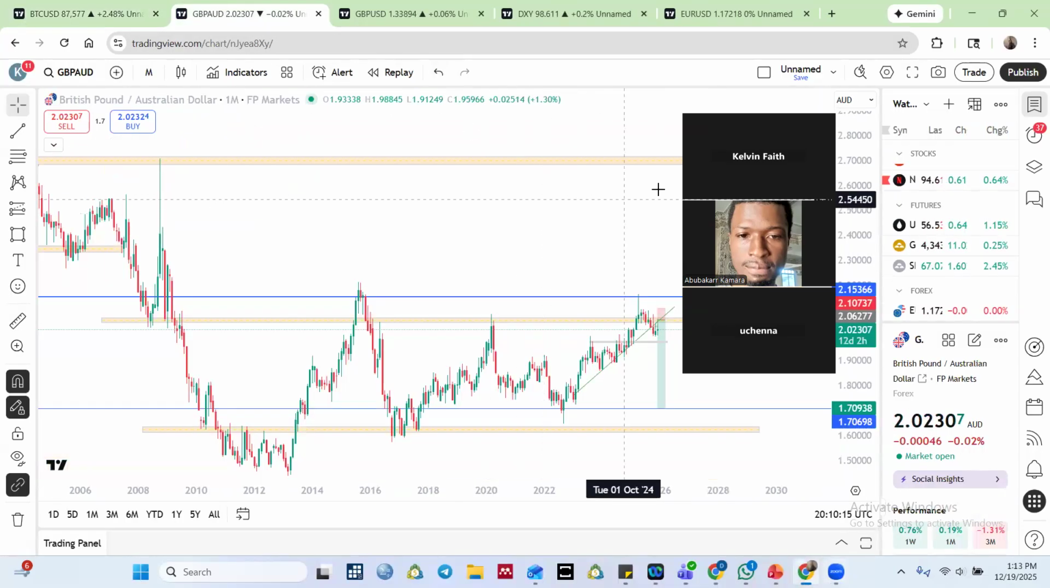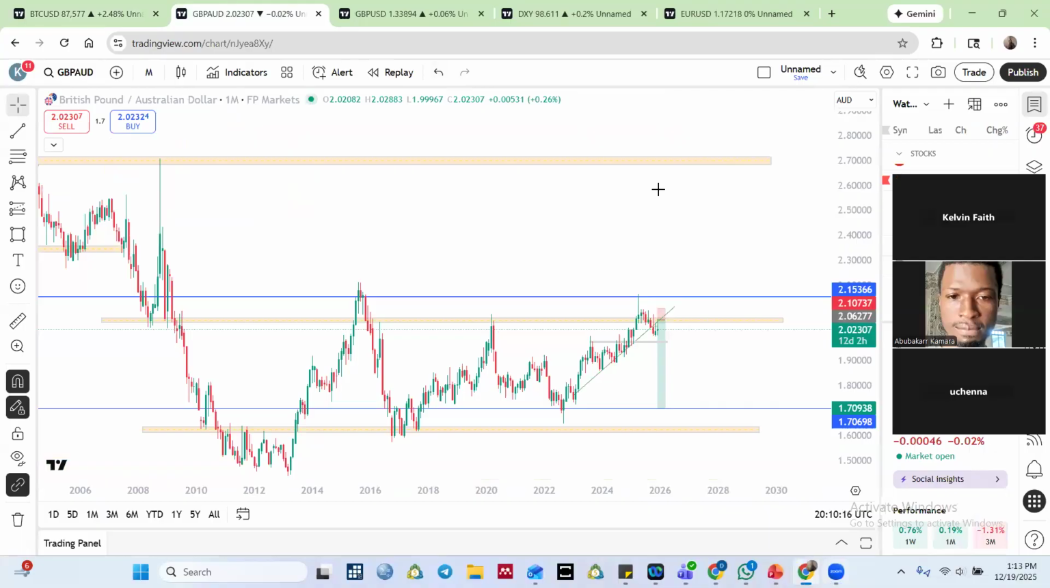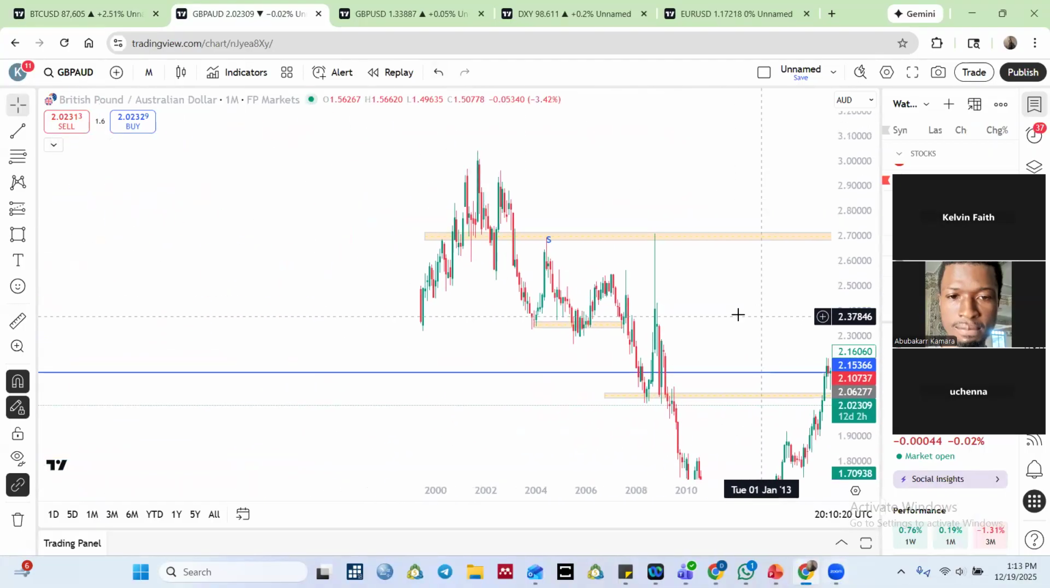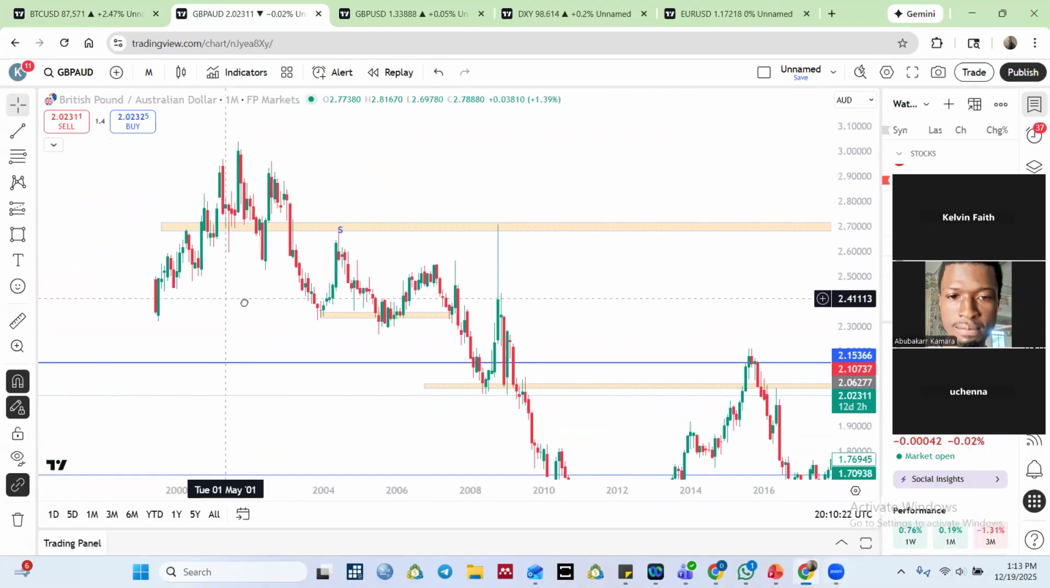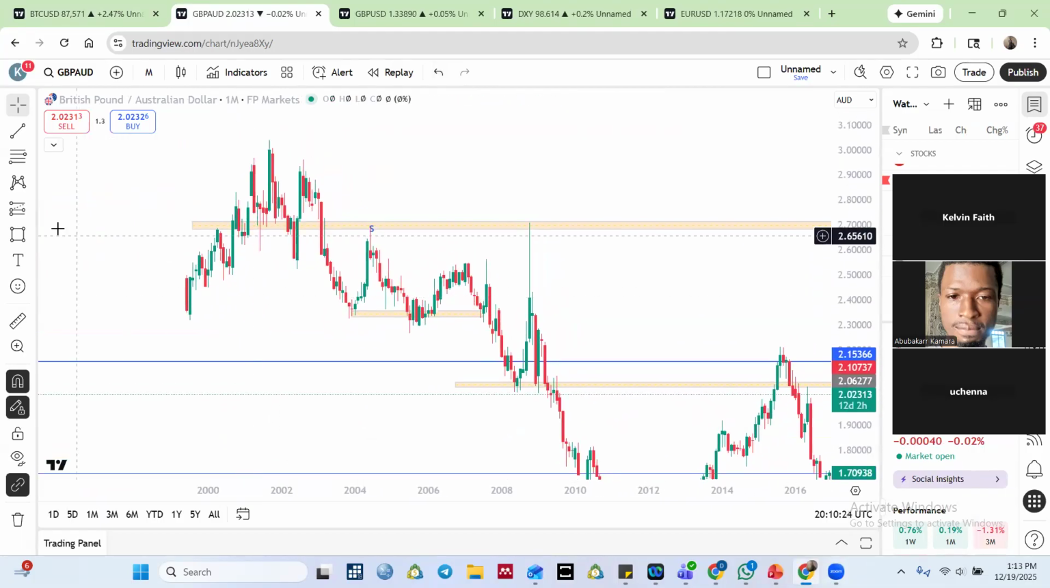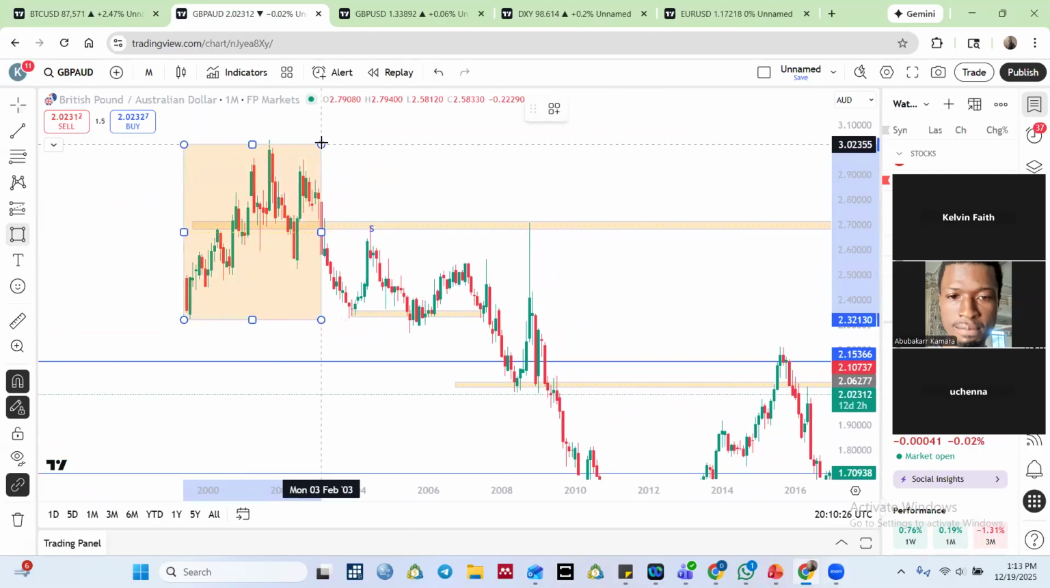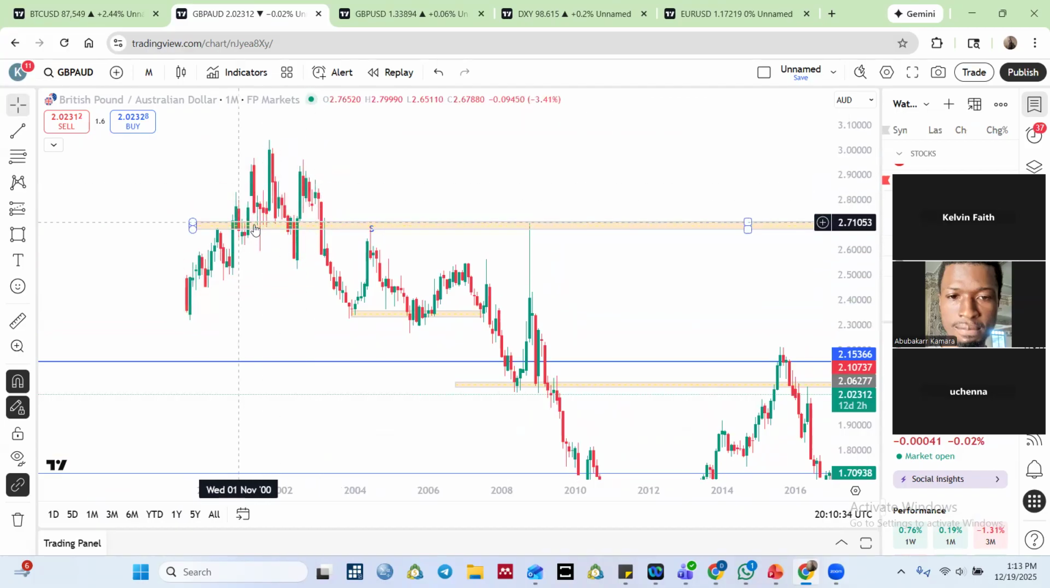Okay, so let's get back to the GBP AUD. We were trying to look at the trend from this area up. So we saw that the trend was bullish around here, and then it changed into a bearish trend somewhere here. Pay attention that this time frame is the weekly time frame.